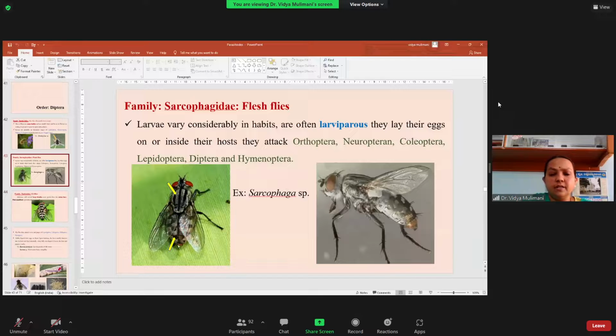On these flesh flies, look here, there are silver patches, square in shape, and they are alternating with the black. The black background is there on the abdomen and they have the silver patches. So this is the one striking character for the Sarcophagidae.